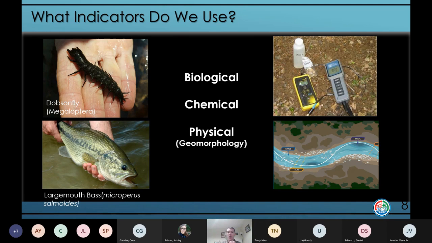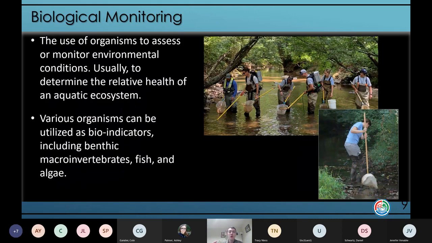So these are all indicators that we look at to help us figure out not just if the water quality is good, but if the overall environment, the health of a stream or an ecosystem or a watershed, is healthy or in trouble. And so I'll go through some of these in more detail now. So biological indicators, those are the living things. We use organisms to assess and monitor our environmental conditions.